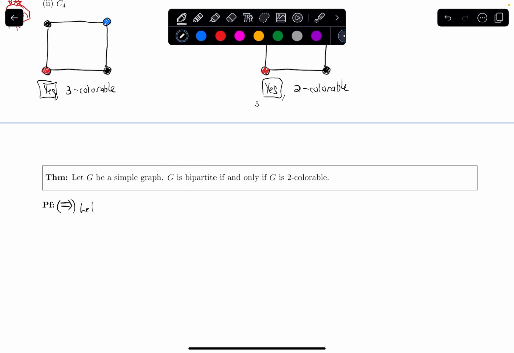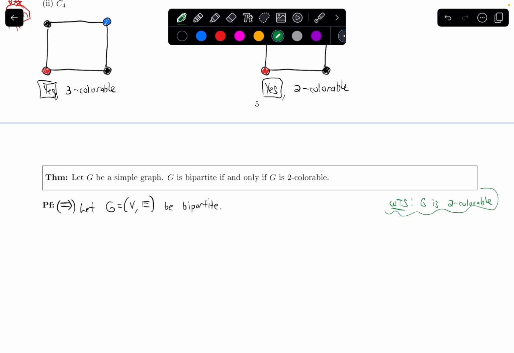So I'm going to let G, and because I want to be able to talk about the vertices and how I color the vertices, let me use my notation for graphs, where I have V for the set of vertices and E for the set of edges. Let my graph be bipartite. So I'm going to start off by saying that. And then on the side, I'm going to keep track of what it is that I want to show. So in this direction, I want to show that G is two colorable. I want to show that my graph is two colorable. All right. And I'm going to do a little bit of scratch work just alongside, on the side here.